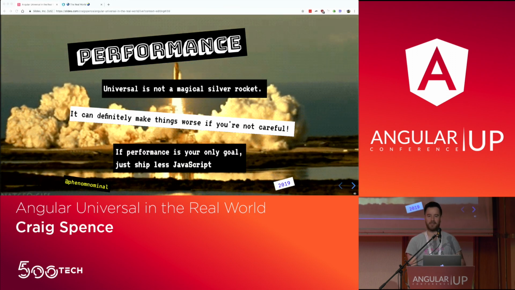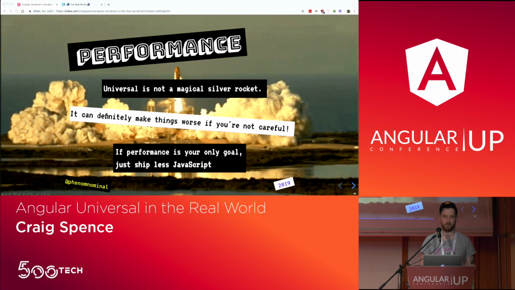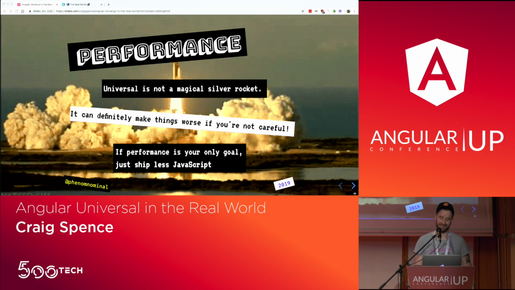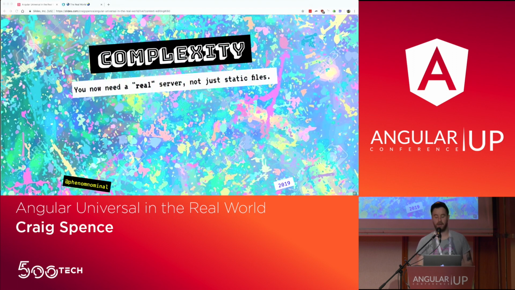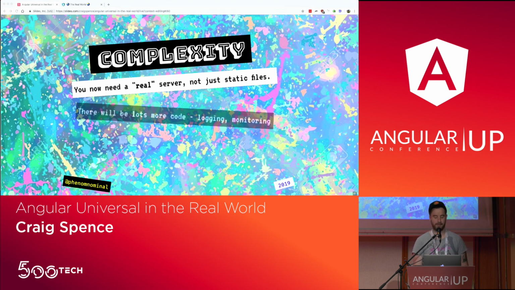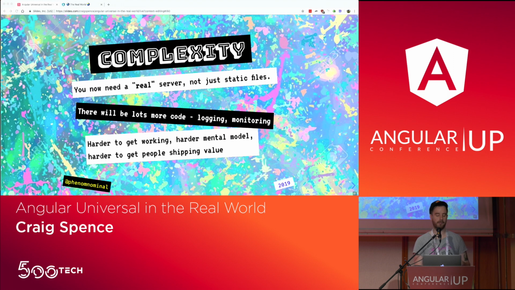Basically, if performance is the main goal in your application, just ship less JavaScript, and that will be most of getting there. It adds a whole bunch of complexity. You've got a real server to deal with. It's not just static files. You've got to deal with how to scale that to a whole bunch of people. Just more code, things like logging and monitoring and making sure that server is still working. And it's harder to get working. There's this difficult mental model, and it's harder to get your team shipping value.